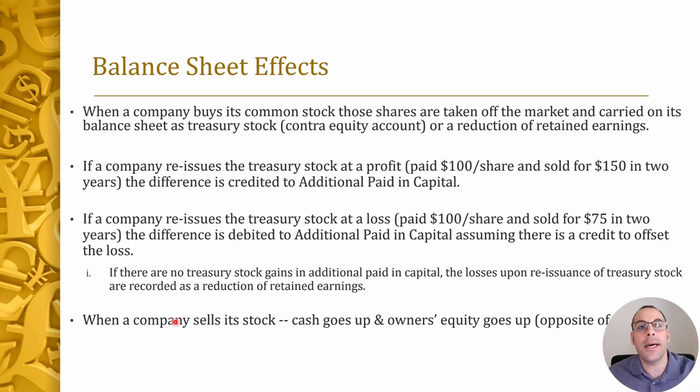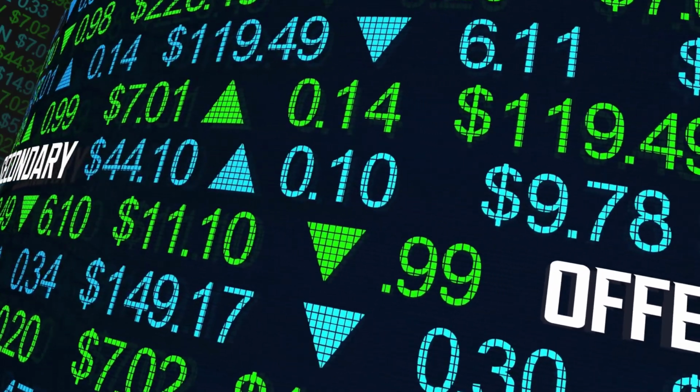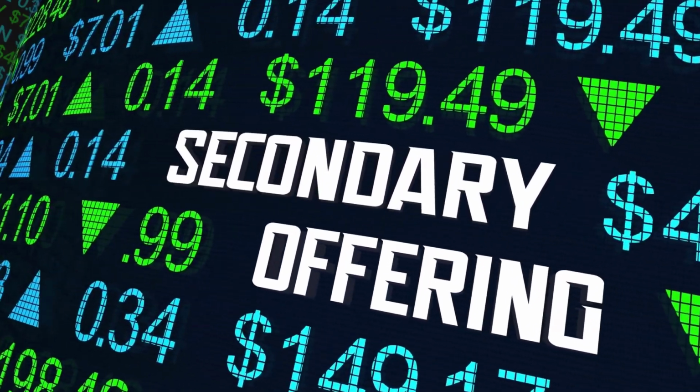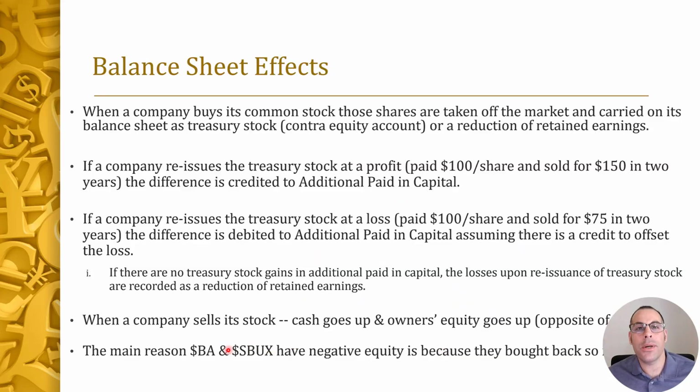And when a company sells stock, cash goes up, owner's equity goes up, which is the opposite of a buyback. Every public company sells stock. In order to IPO, you have to sell stock, but many companies do additional stock offerings, especially in the early years. If you look on the balance sheet of Boeing or Starbucks, you'll see they have negative equity, and the main reason they have negative equity is they bought back so much stock.